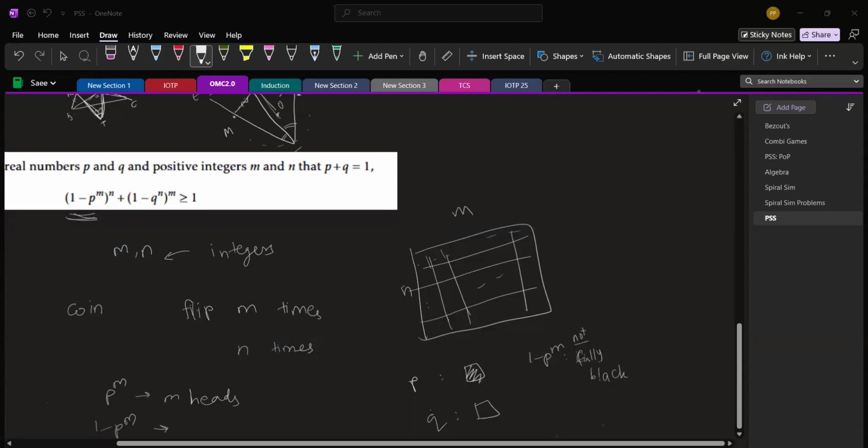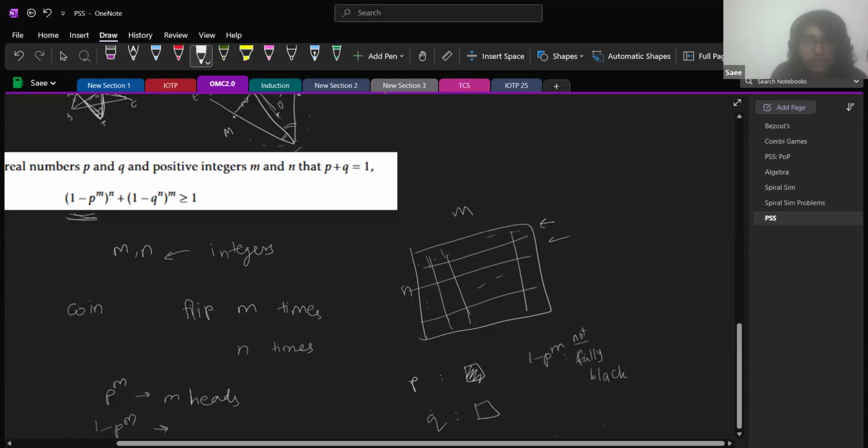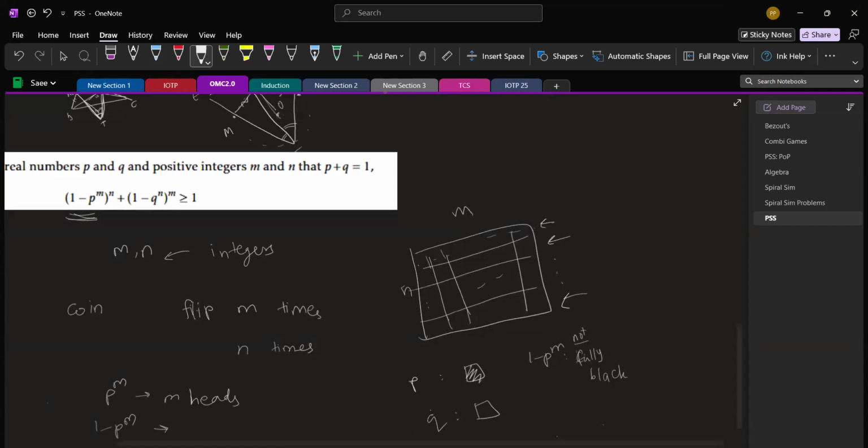I'm still stuck on understanding what the grid is about. So do you see why it's motivated to consider an M by N grid? Yes, because you're doing something M times and then repeating that entire thing N times. So 1 minus P to the M is the probability of a row not being fully black, and you're multiplying it by itself N times, which means this is not fully black, this is not fully black, and so on until this is not fully black. Yeah, I think I got it.